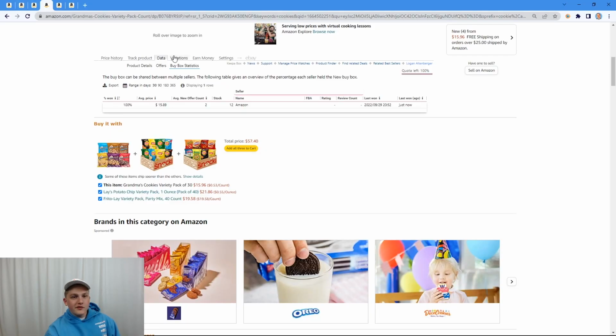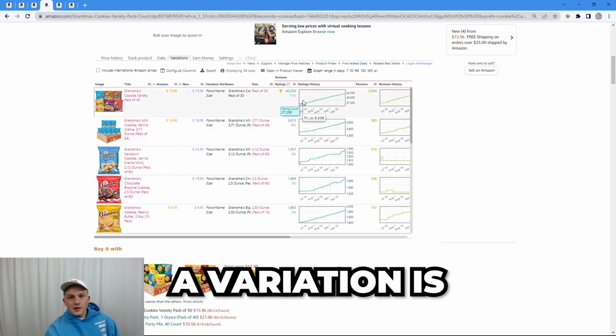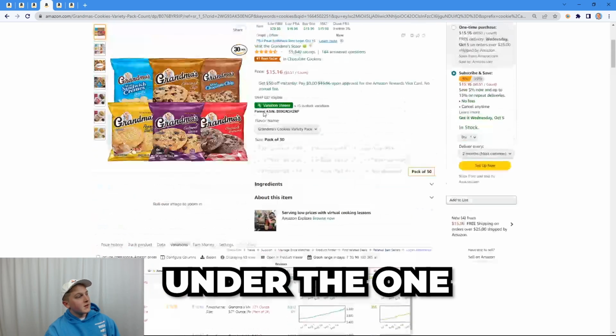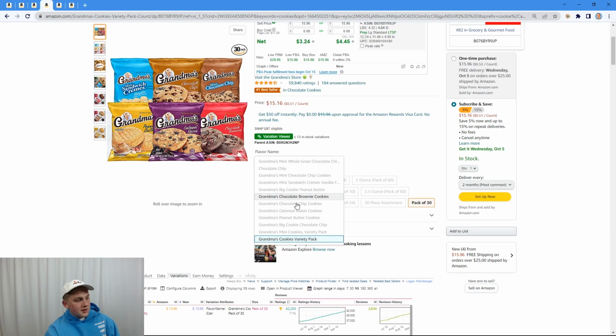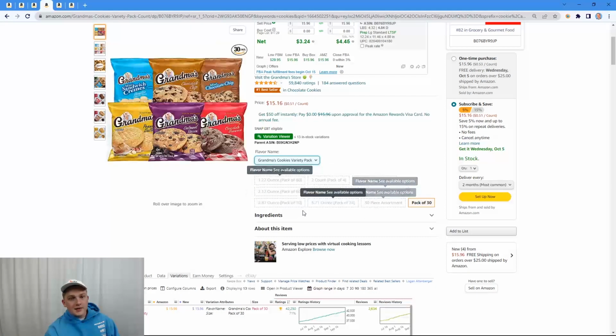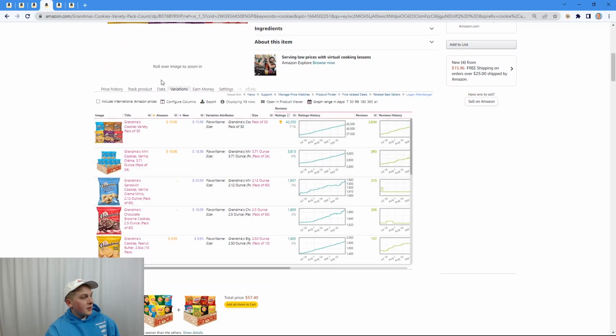Next up, we can look at this variations tab. A variation is when there's multiple child ASINs under the one parent. So we can see here on this product, there's the Grandma Cookies variety pack, and there's also all these other flavors and all these other sizes. These are all different variations, and we can use the variations tab in accordance with the data offers to help gauge velocity on variation listings.